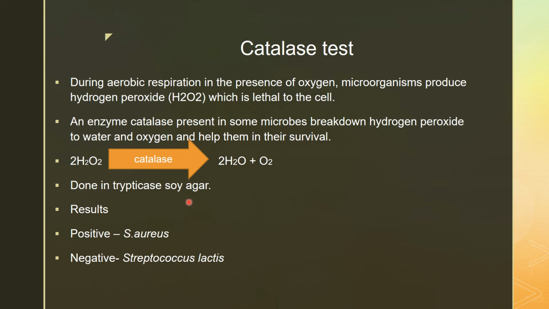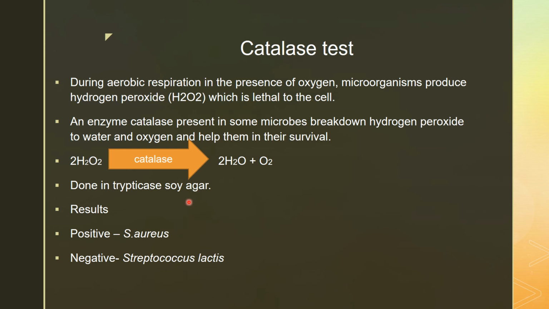What we will do, first we will prepare trypticase soya agar medium, make a slant of that, and after the development of colony we will just pour 2 to 3 drops of 3% hydrogen peroxide. If there is a development of air bubbles, meaning release of oxygen, that means the test is catalase positive.